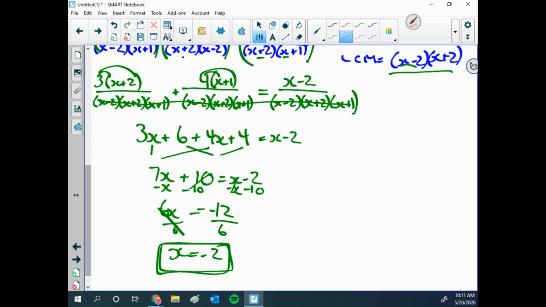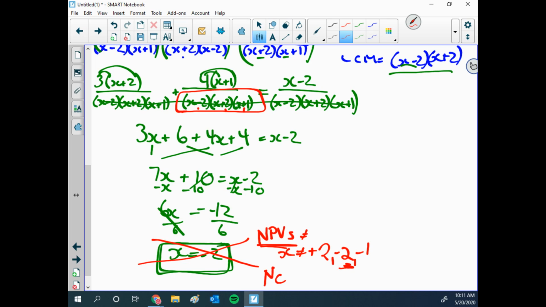Now what I would need to do is go check that with my non-permissible values. Okay, so my non-permissible values come from this common denominator that I canceled out. So x cannot equal positive 2, negative 2, or negative 1. So now I'm running into this point where actually there's going to be a non-permissible value, which we'll look at in a bit. Could be a point of discontinuity or a vertical asymptote. So this actually cannot be the answer. So there would be no solution for this one.